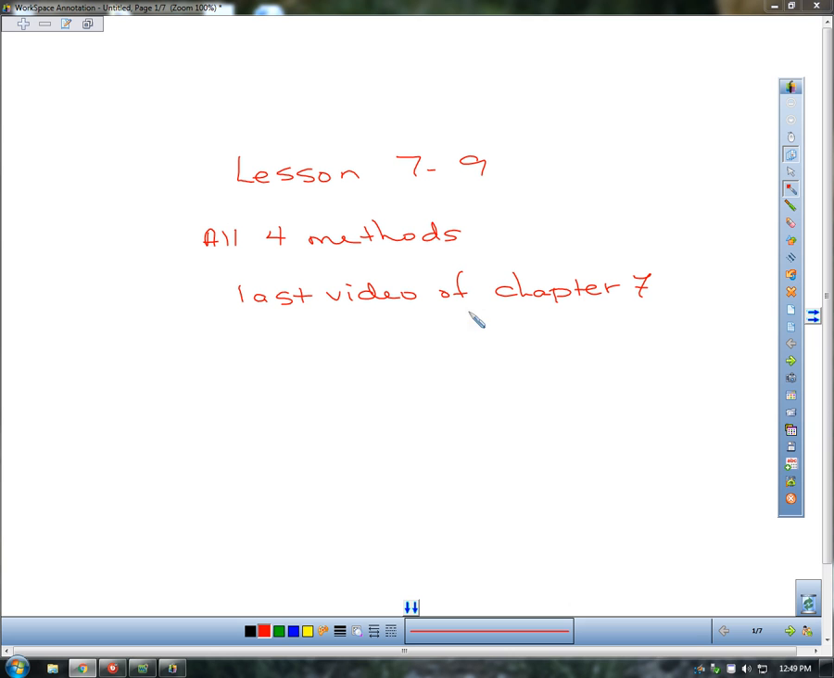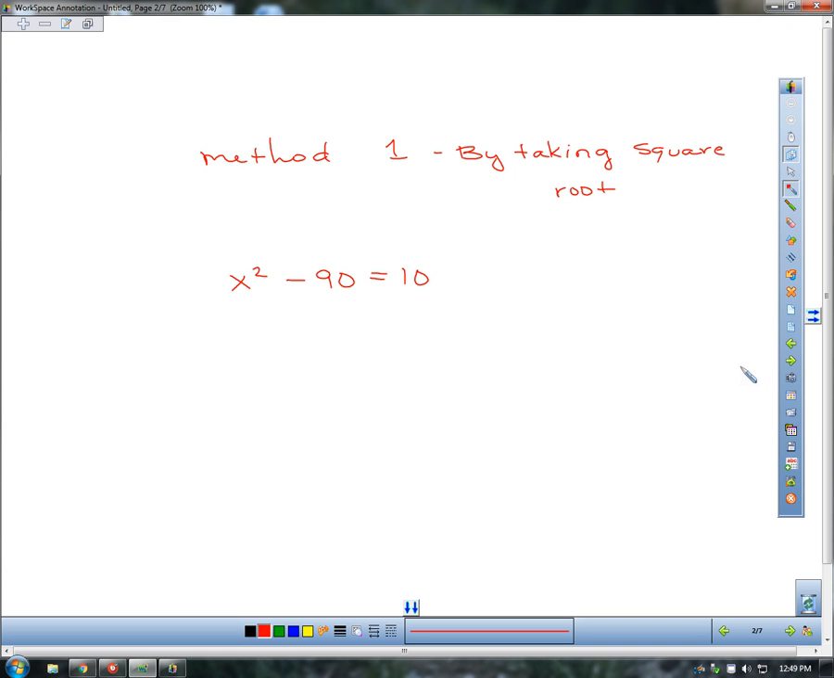I'm going to show you all of the methods that we did in the last chapter, so all the methods that we did to solve quadratics by hand. Our first method was solving by taking the square root. So what I did is I just solved for x.